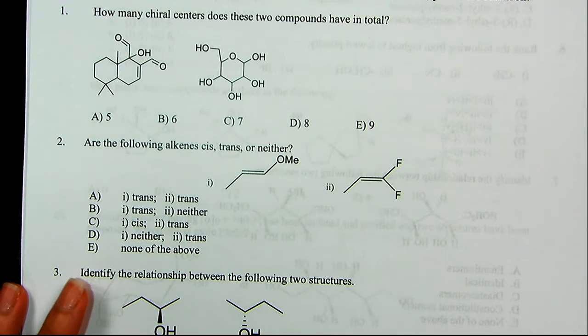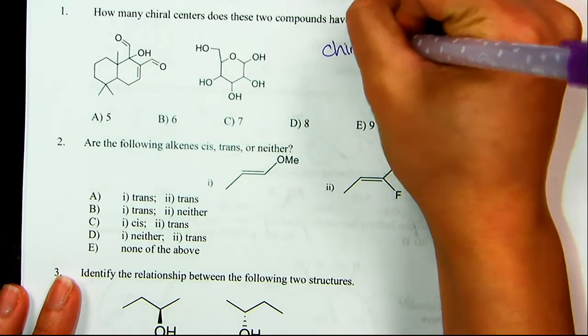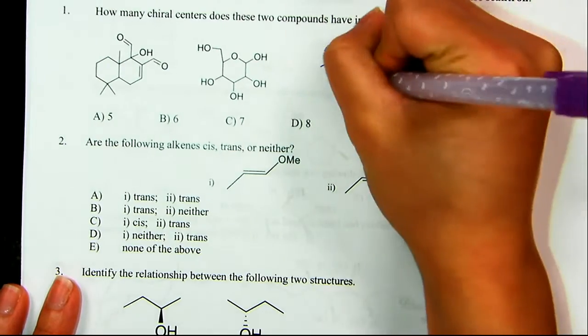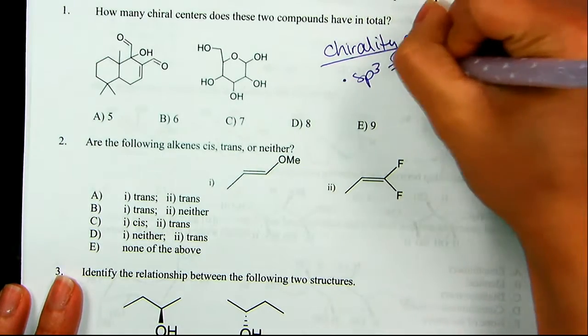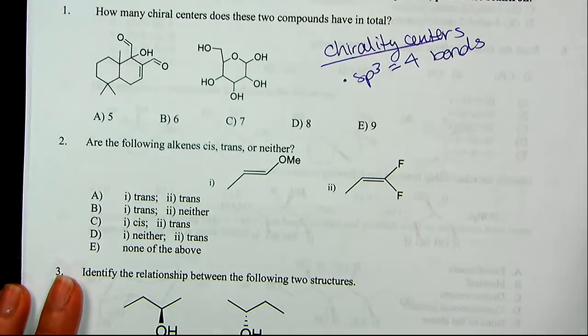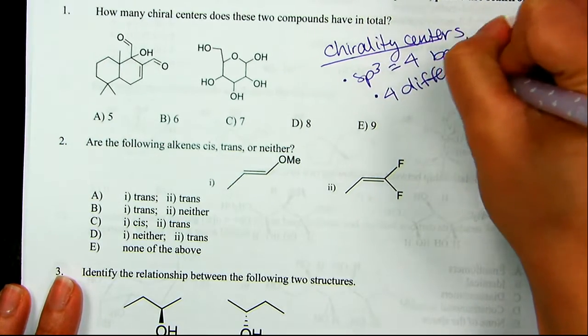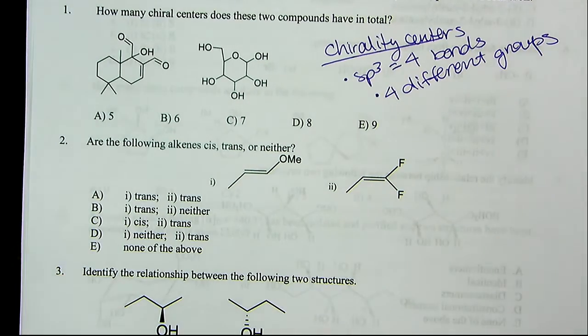So how many chiral centers do these 2 compounds have in total? Remember, chiral compounds have chirality. Chiral centers must be sp3 hybrid. That's the first factor. It has to be sp3 hybrid, which means that it has to have 4 bonds attached to it. That means no lone pairs, 4 complete bonds. And it has to be 4 different groups from each other. So it's the main thing: 4 bonds, 4 different groups, no lone pairs, because the sp3 hybrid specifically has 4 bonds attached to it.